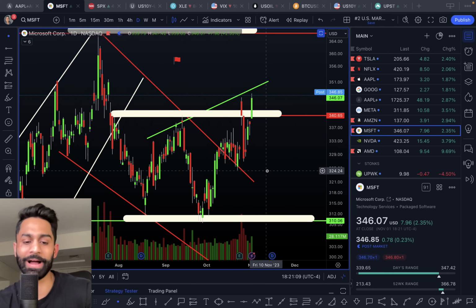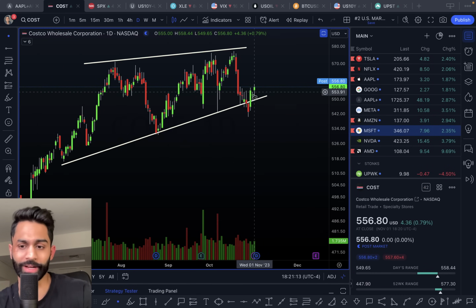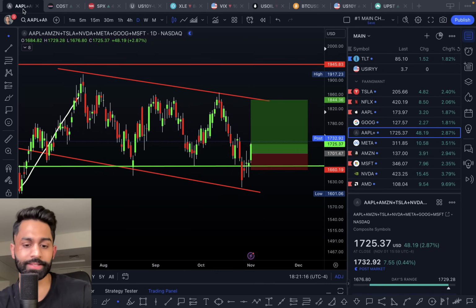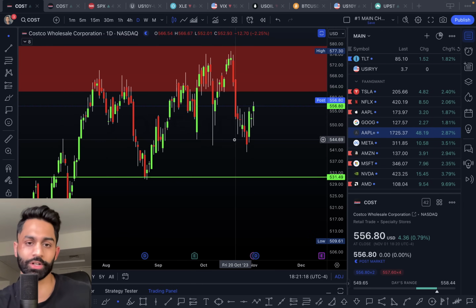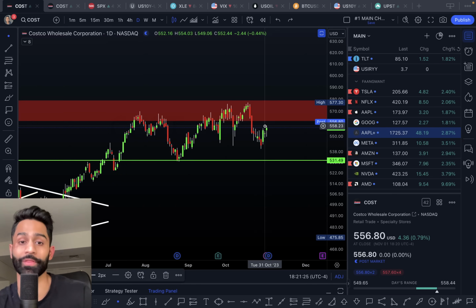Talking a little bit about Costco. And Costco here also moving up very nicely from this higher low, although it is still very much trading in the context of this consolidation pattern with the resistance going to be all the way up to $575, with the support level going to stay put at 531.